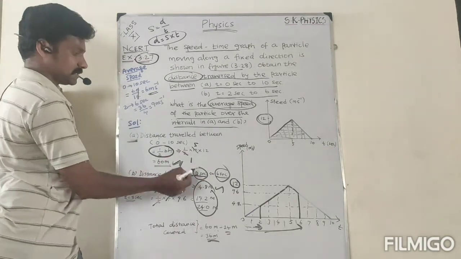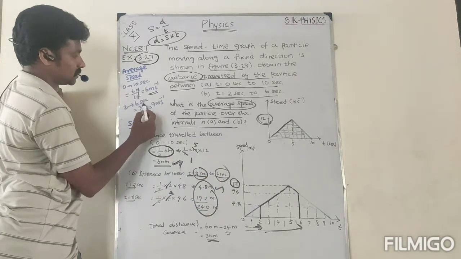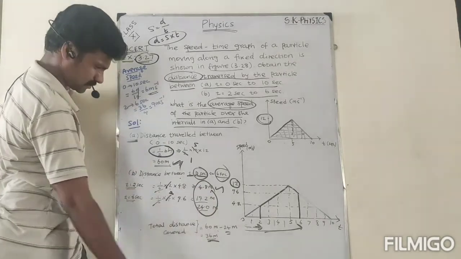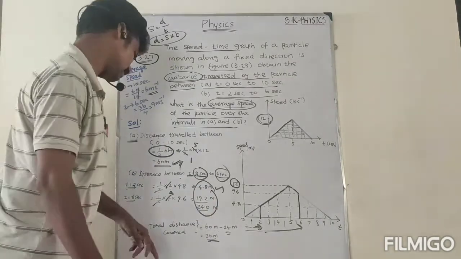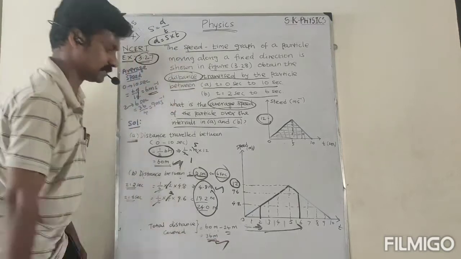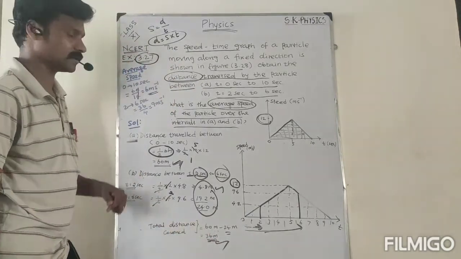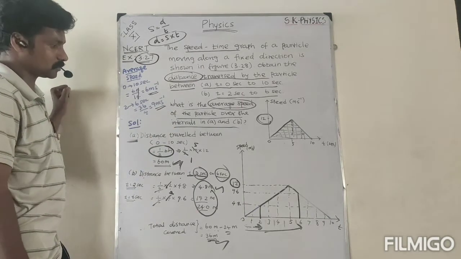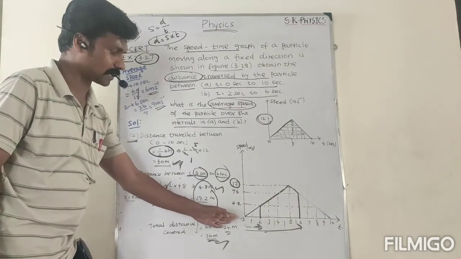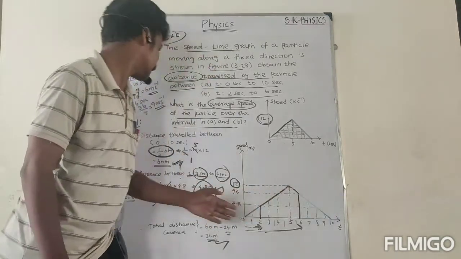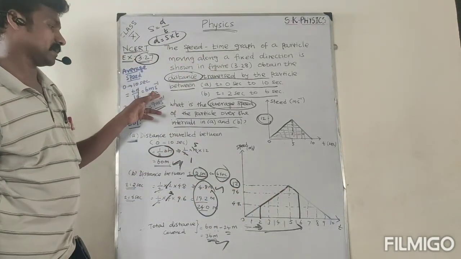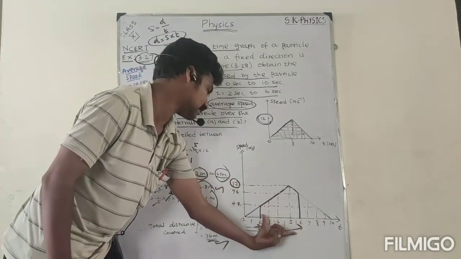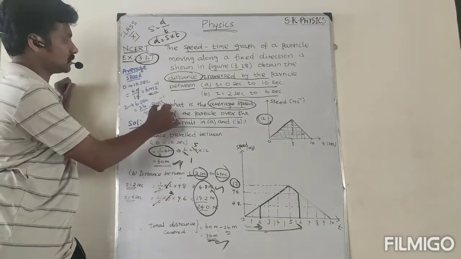Then the second one, 2nd to 6th second. How much duration? 4 seconds. So how much distance traveled? The distance traveled is 36. So 36 divided by 4 is 9 meters per second. So the average speed from 0 to 10 seconds is 6 meters per second. The average speed between the 2nd and 6th second, this gap, is 9 meters per second.